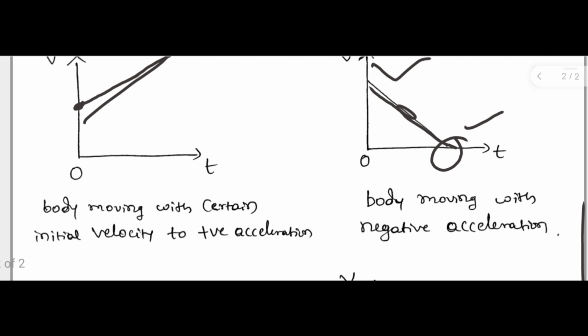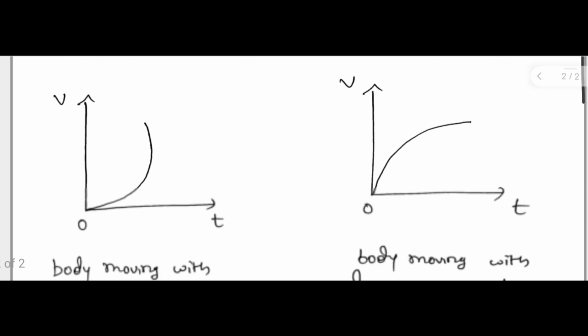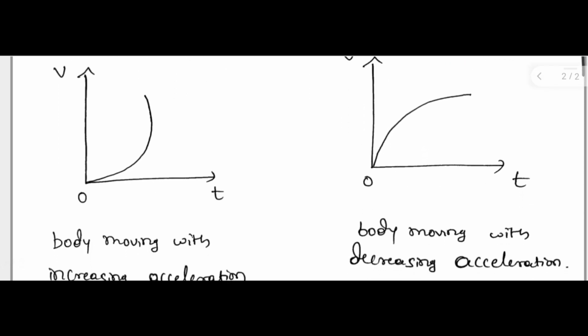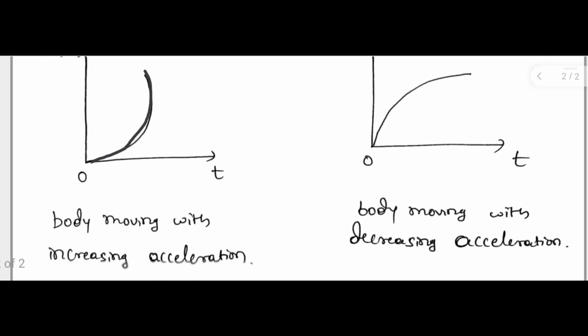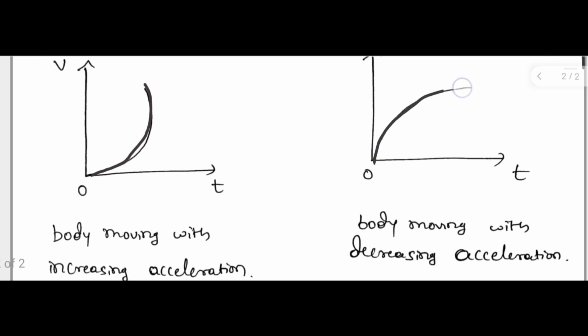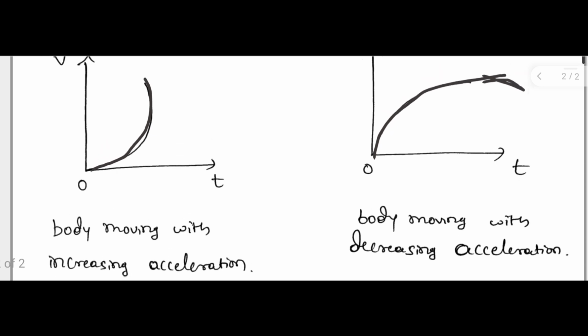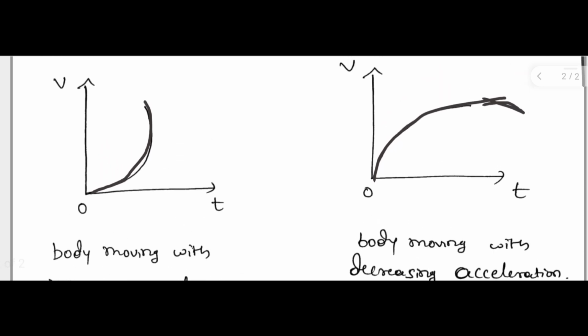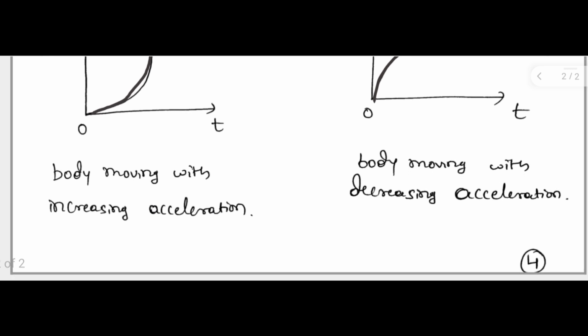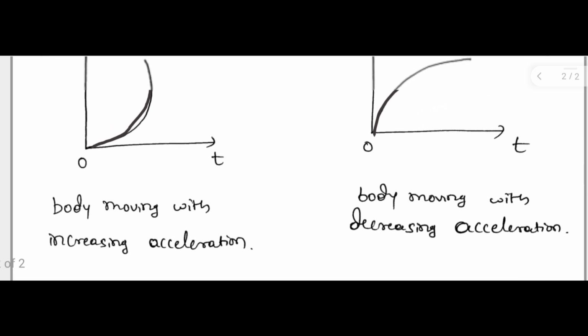Next one, here an increasing order curve is there. The body is moving with increasing acceleration. And here the body is moving with decreasing acceleration. These are the graphs which indicate the particle motion in different aspects.